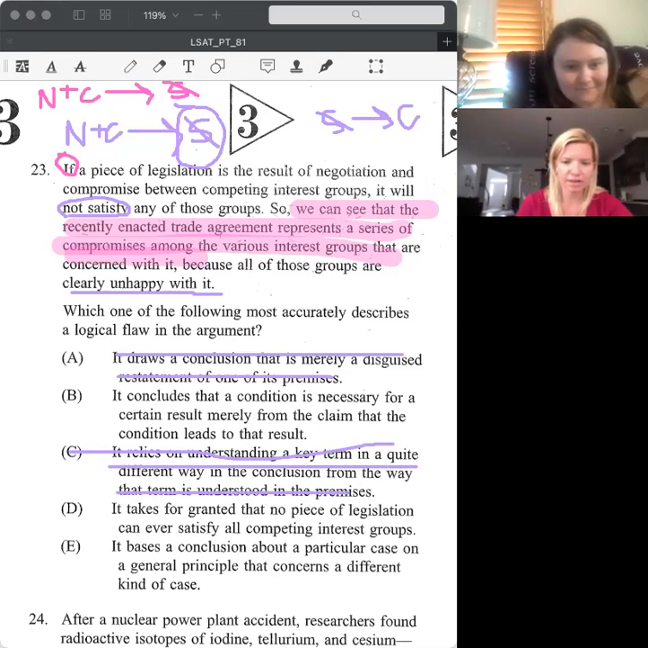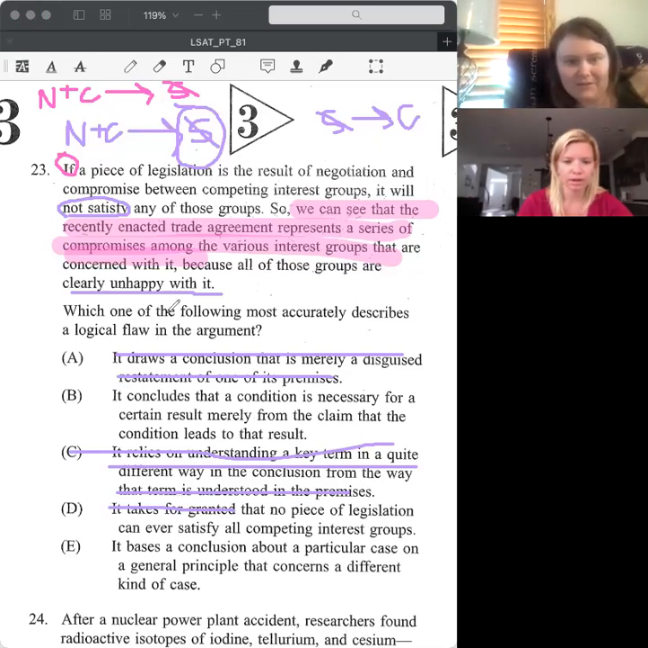It takes for granted that no piece of legislation can ever satisfy all competing interest groups. Do we assume that no piece of legislation can ever satisfy different interest groups? Nope. Way too strong. We're just talking about this one in particular, this recently enacted trade agreement. It's the only one we're talking about.